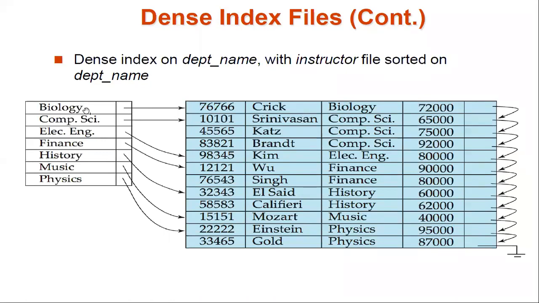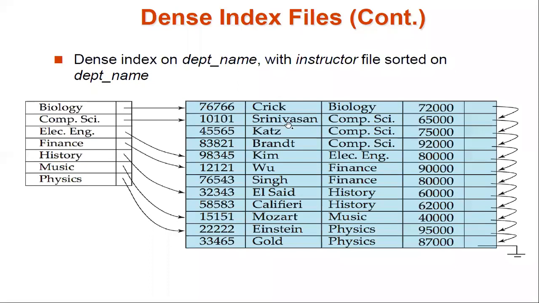You can see here that biology is pointing to this particular record, biology. Again, in this field, the values are sorted alphabetically, that is B, C, E, F, H, M, P, right? Based on this alphabetical order it is arranged, and you have a corresponding pointer to each record. For computer science, only one pointer is pointing to computer science.